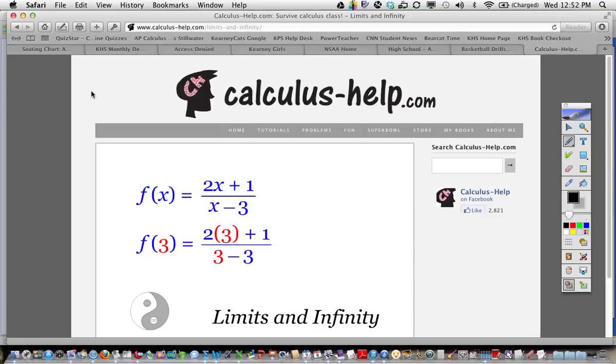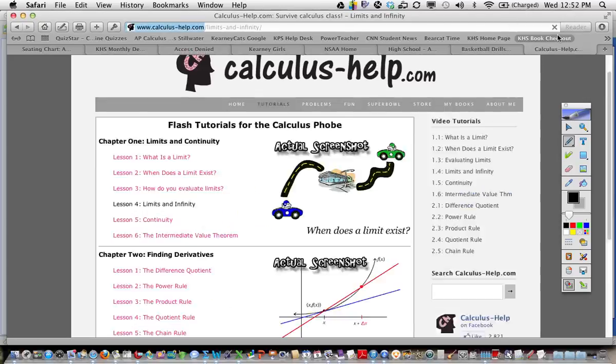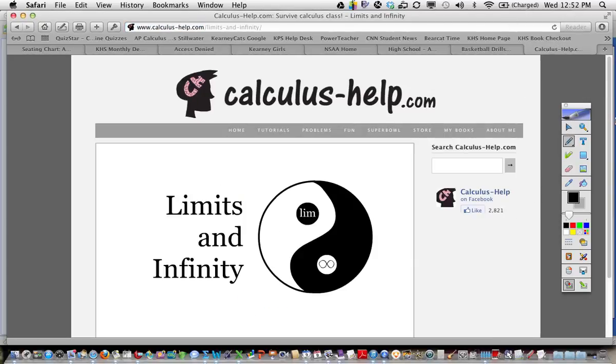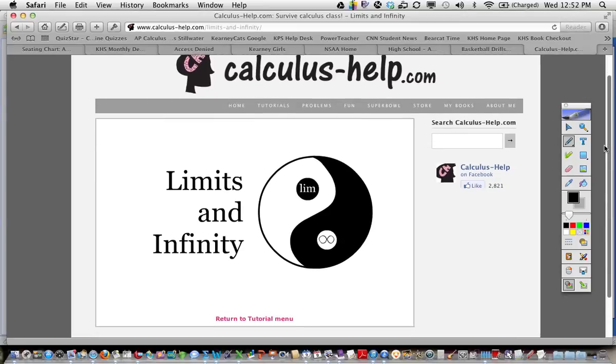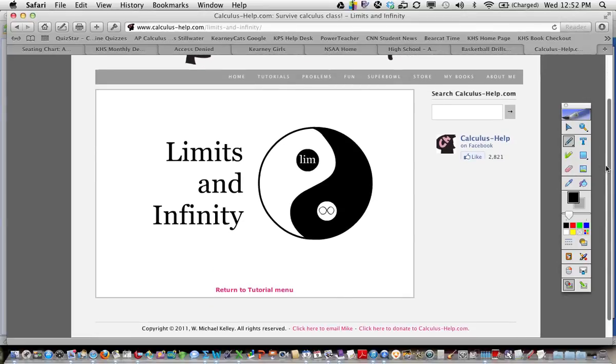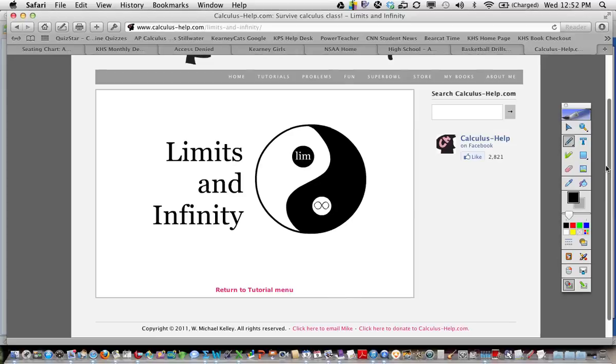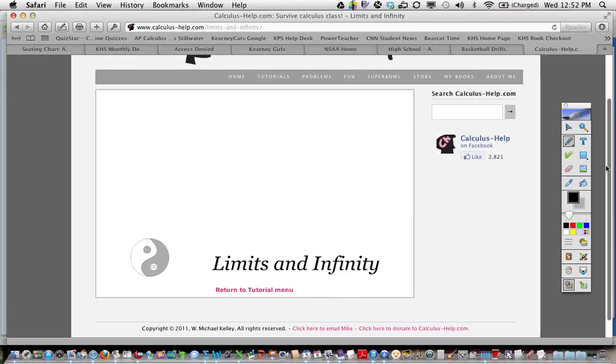Divided by the quantity x minus 3. Now, if you plug in 3 to this, in this section, we'll delve into the mysterious and ancient relationship that exists between limits and infinity. As you calculate various values of f and evaluate different functions, you can come across some bizarre things.